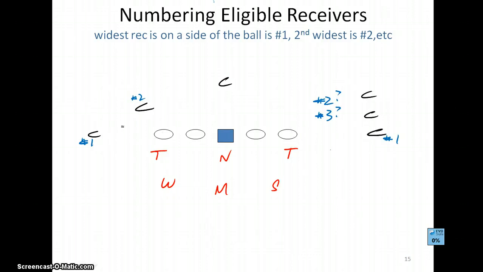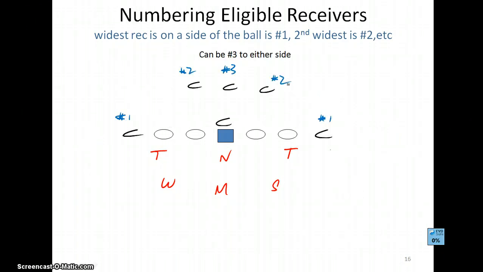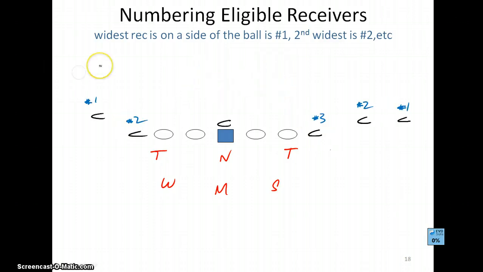Over here, this is kind of a funky stack set. This is really 3 by 2 and empty. So we have 3 receivers over here, we have 2 over here, and again, the backfield is empty with the exception of the quarterback. An unlikely formation, but not impossible. And again, you see the numbering continue: number 1, number 2, number 1, number 2, and then number 3 is in the middle. Again, many variations of it.